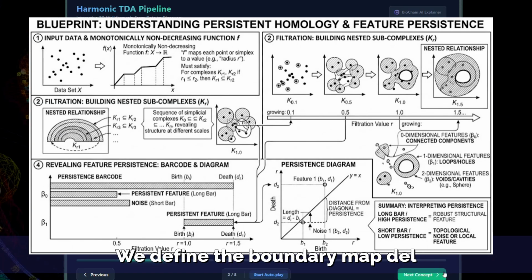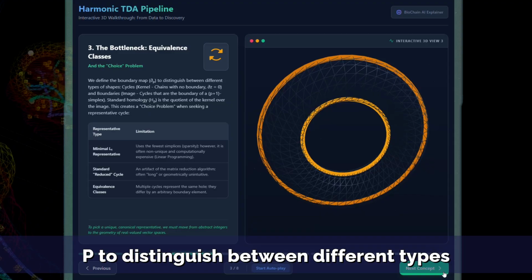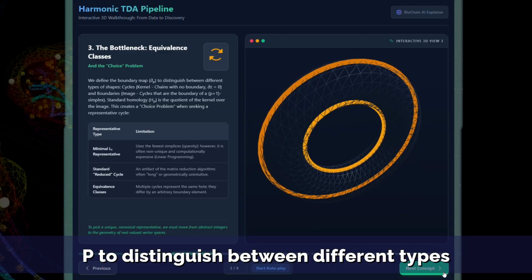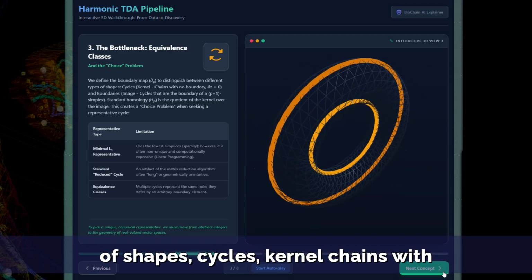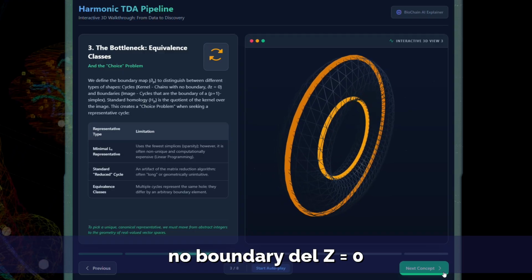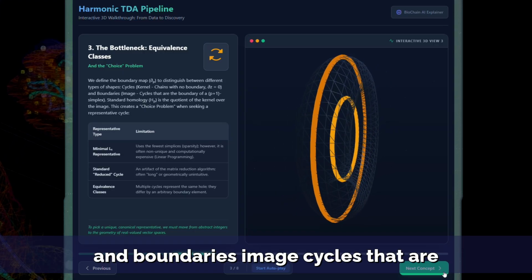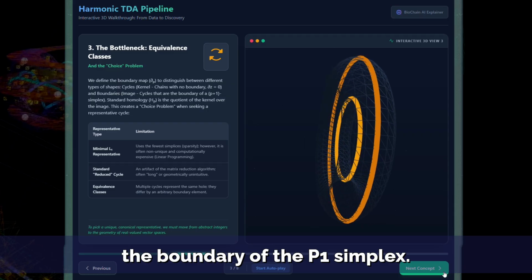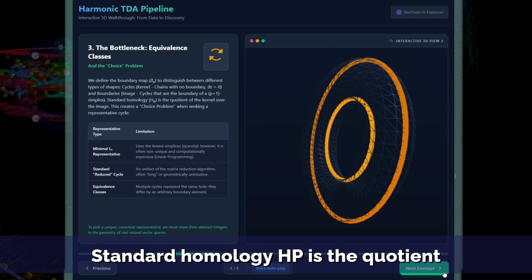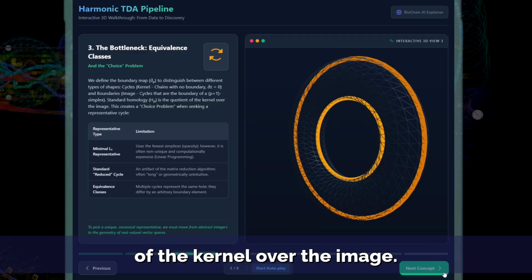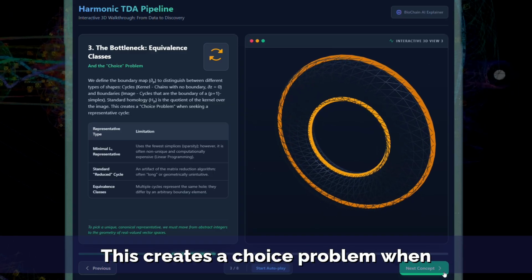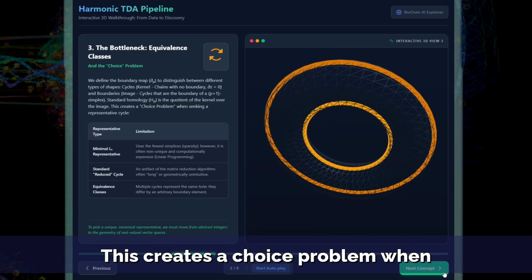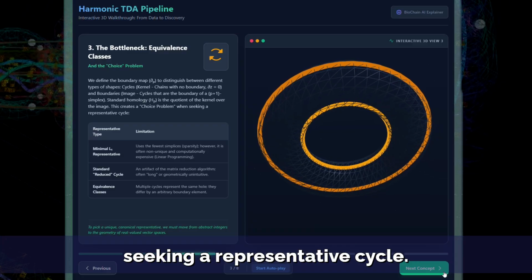We define the boundary map, del p, to distinguish between different types of shapes: cycles, the kernel, chains with no boundary, del z equals 0, and boundaries, the image, cycles that are the boundary of a p+1 simplex. Standard homology, H_p, is the quotient of the kernel over the image. This creates a choice problem when seeking a representative cycle.